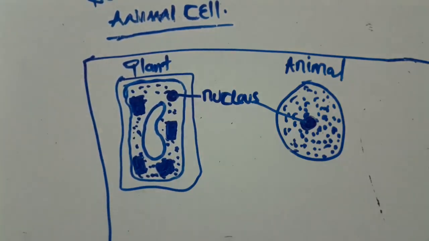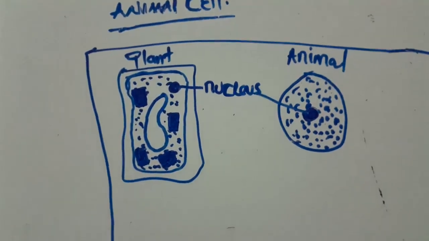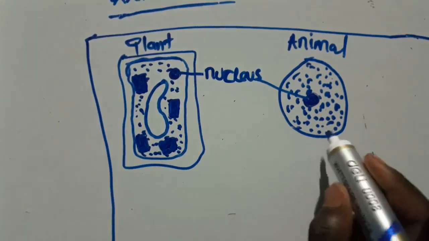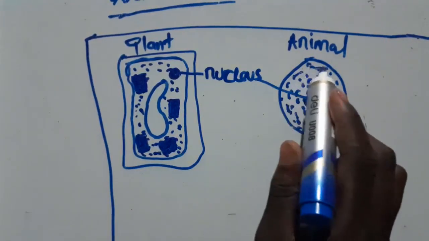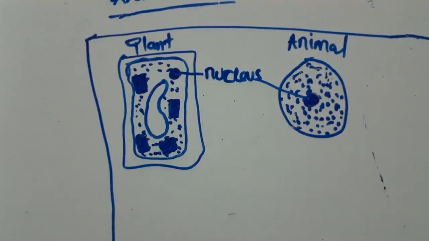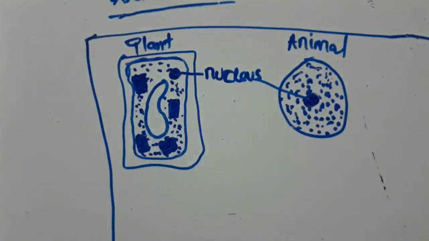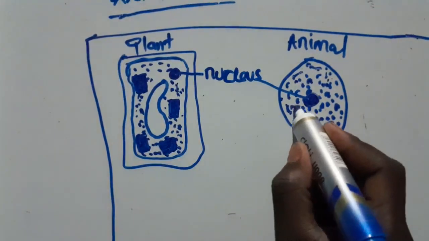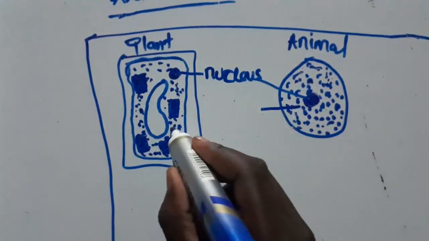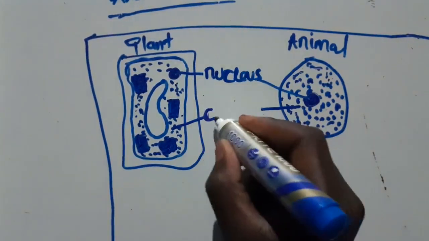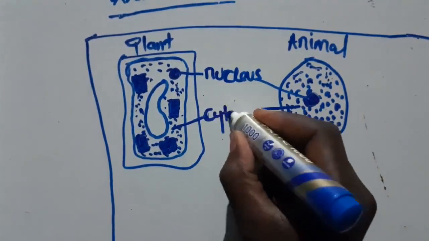So again, what are we able to see in both, by the diagrams that we are having here? If you notice carefully, there is this fluid, a jelly-like structure. So this part is called cytoplasm, and there is also cytoplasm in the other cell. So in both cells there is cytoplasm.